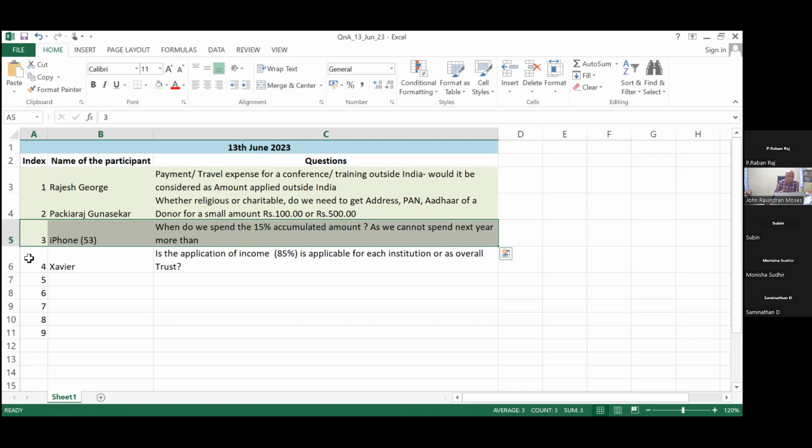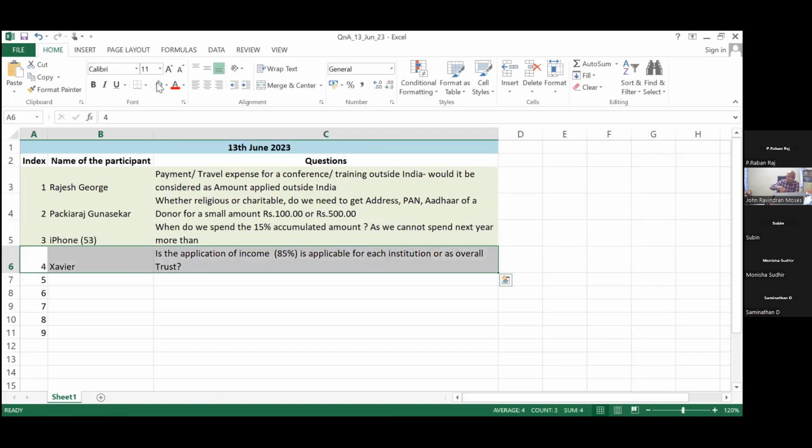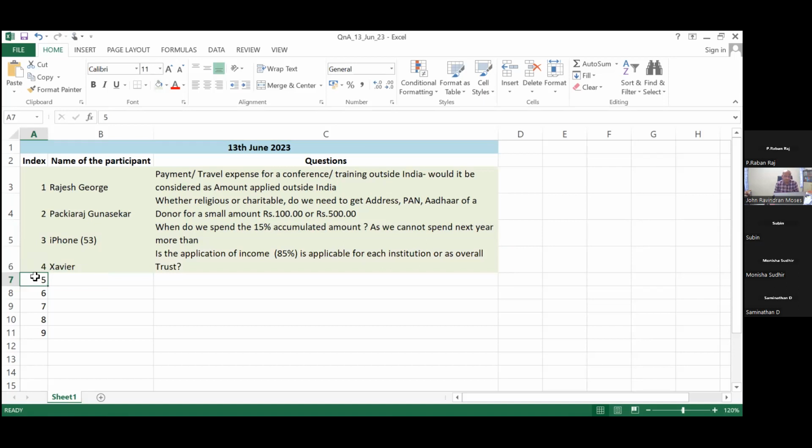That is the reason why government allows this. Earlier, we used to have 25% accumulation. Now it is 15%. Now, it is for the trust, brother, Mr. Xavier. It is for the trust. 85% application is not for each institution. It is for the organization as a whole, for the trust as a whole, for the society as a whole. Okay.